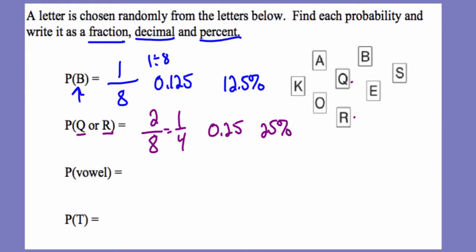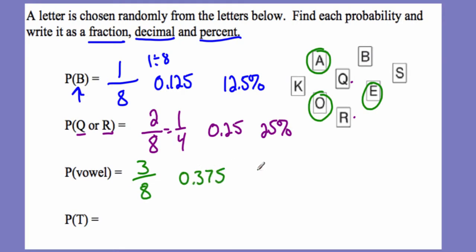Next, what's the probability of getting a vowel? So hopefully you know your vowels. A, E, I, O, and U. So there are 3 vowels out of 8 total pieces. As a decimal, that's 0.375 or 37.5%.